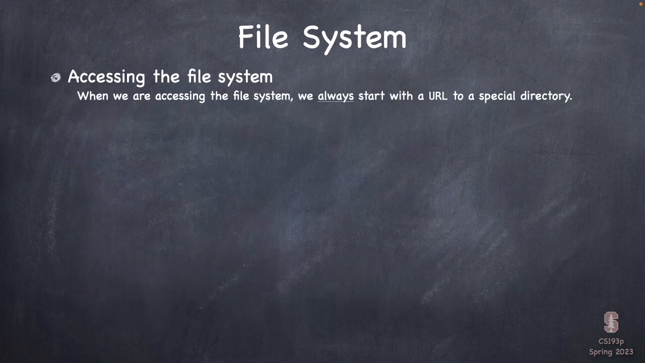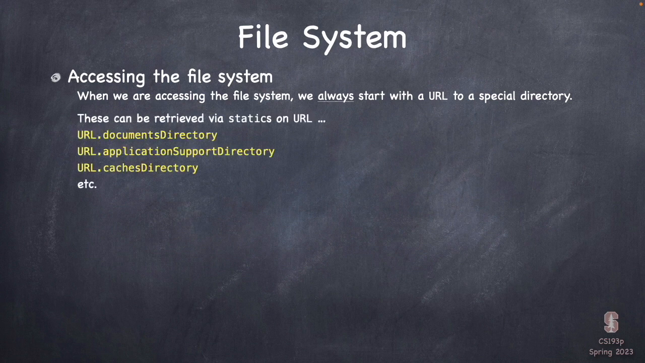Now, when we want to access our sandbox, we obviously have to start in one of those special directories. Those are the only places we know how to find out where they are in our sandbox. And once we find it, then we're going to add paths to it to build directory structure and create our files, etc. And you get the URL to these things via these statics in the URL struct. So you just go look at URL and you'll see them, URL.documentsDirectory, your documents directory, etc.